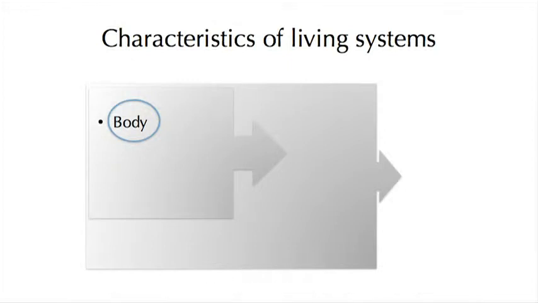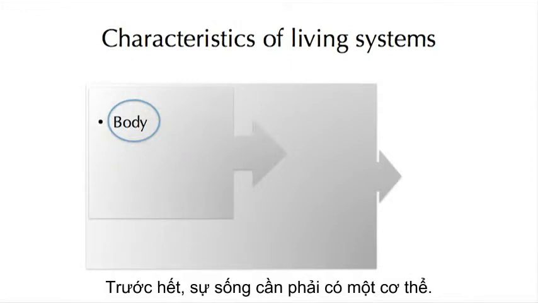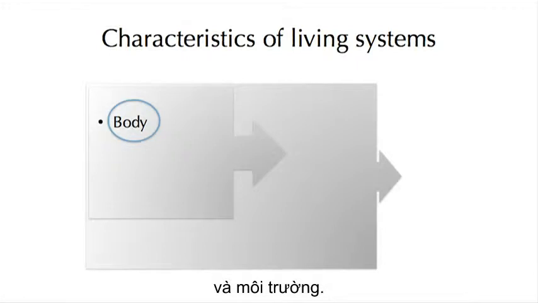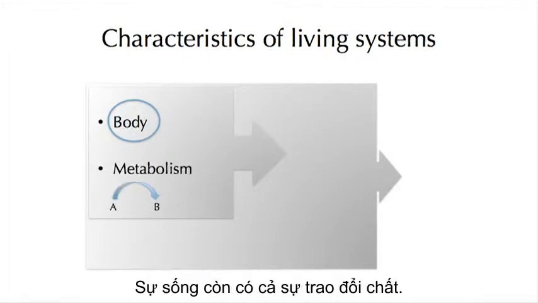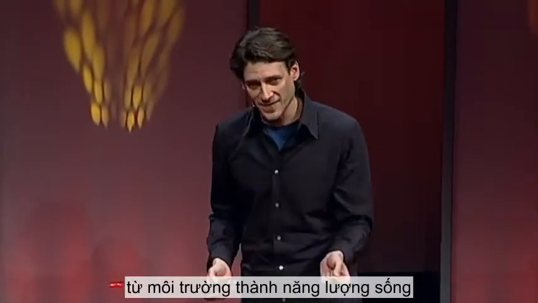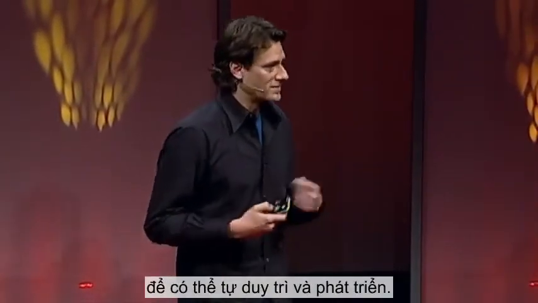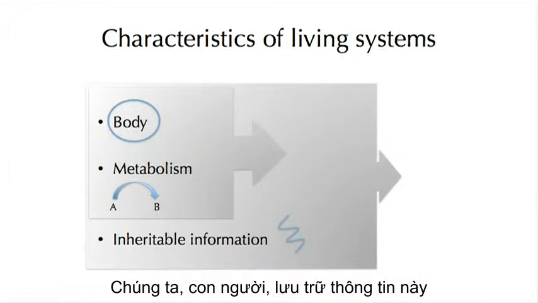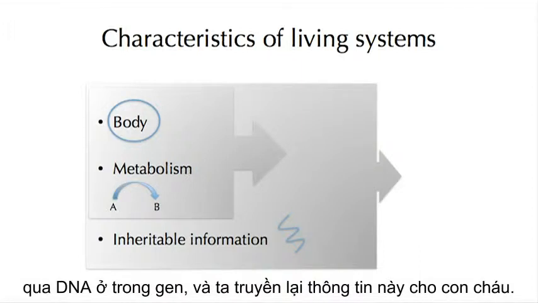These are them. We consider first that life has a body. Now this is necessary to distinguish the self from the environment. Life also has a metabolism. Now this is a process by which life can convert resources from the environment into building blocks so it can maintain and build itself. Life also has a kind of inheritable information. Now we as humans, we store our information as DNA in our genomes, and we pass this information on to our offspring.